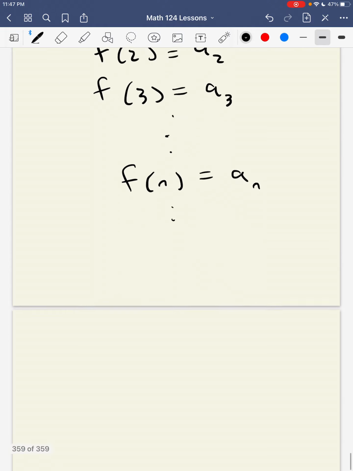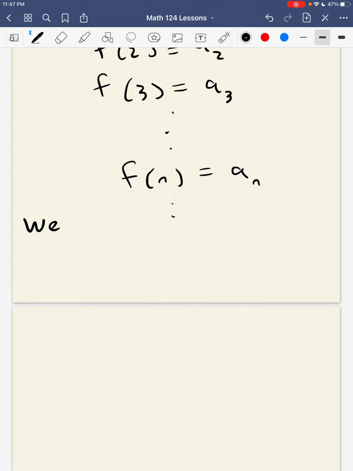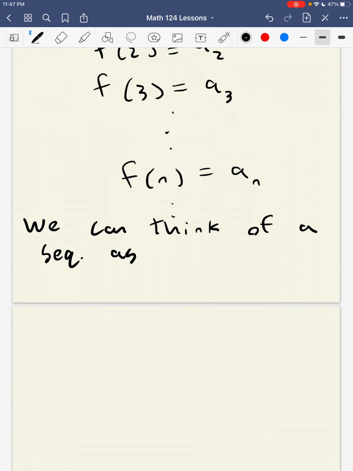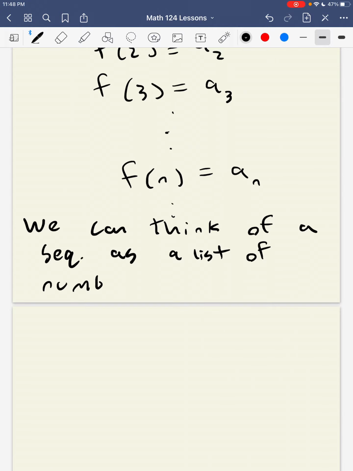So intuitively, we can think of a sequence as a list of numbers. And you've definitely seen a few sequences before. I will give you some examples.